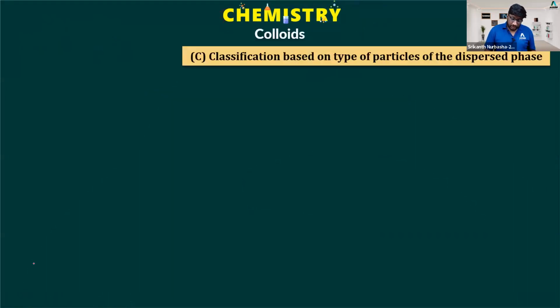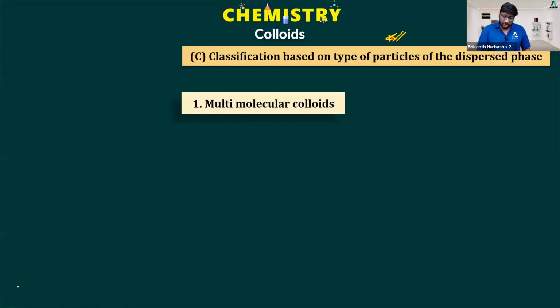Then comes the next classification. After lyophobic and lyophilic, and after the type of physical state, comes classification based on the type of particles of the dispersed phase. The first classification is multimolecular colloids. What are multimolecular colloids? Try to think of what are multimolecular colloids.